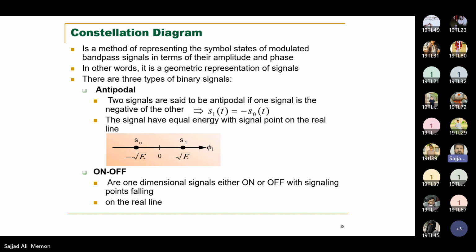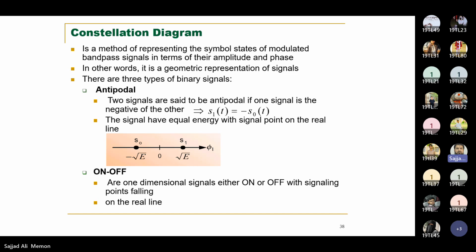Antipodal signals are the same in value, but opposite to each other due to their direction. So they will be like S1(t) is equal to minus S0(t). If you add them, you will have 0. Then there are on-off or one-dimensional signals, either on or off, with signaling points falling on the real line, like ASK, on-off keying.